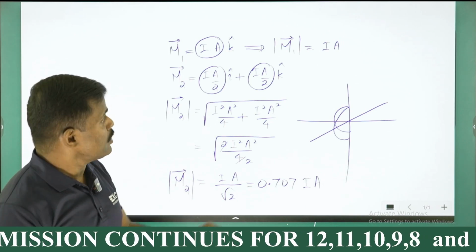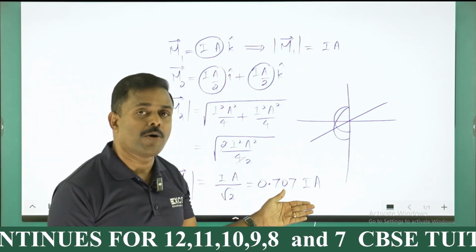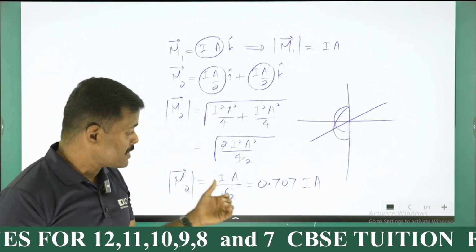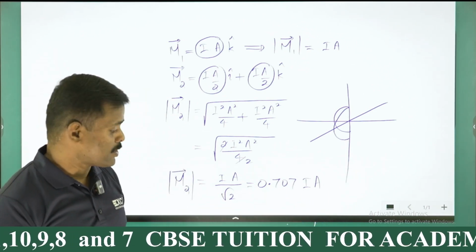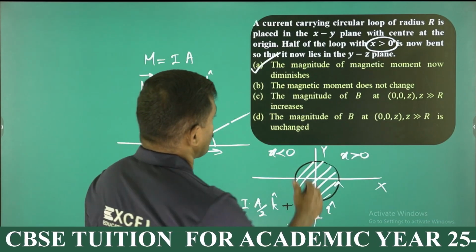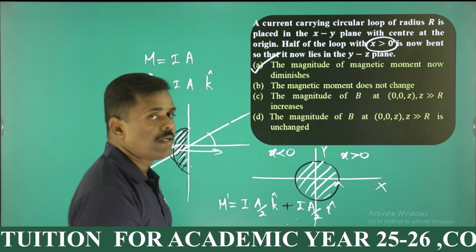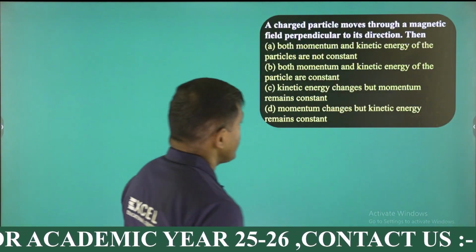So if you compare the first moment, which is IA, with the second one, which is 0.707 IA, it is clear that the second one is less than the first one. So the magnetic moment diminishes. That should be the correct option. The magnitude of magnetic moment now diminishes. Let's move to the next one now.